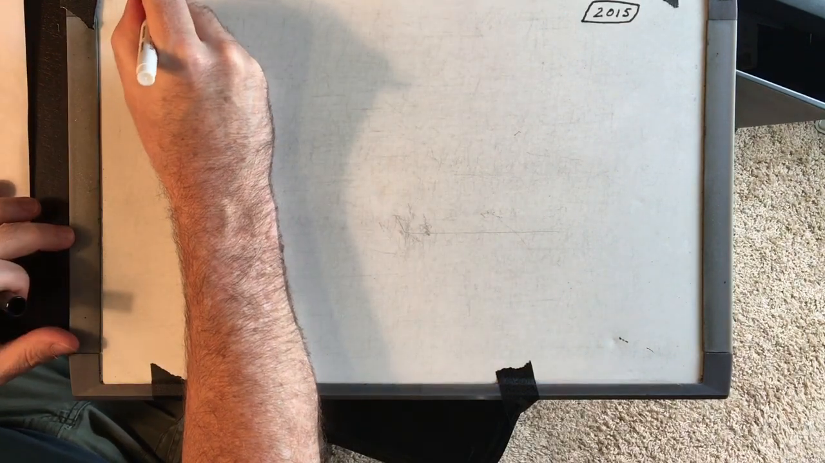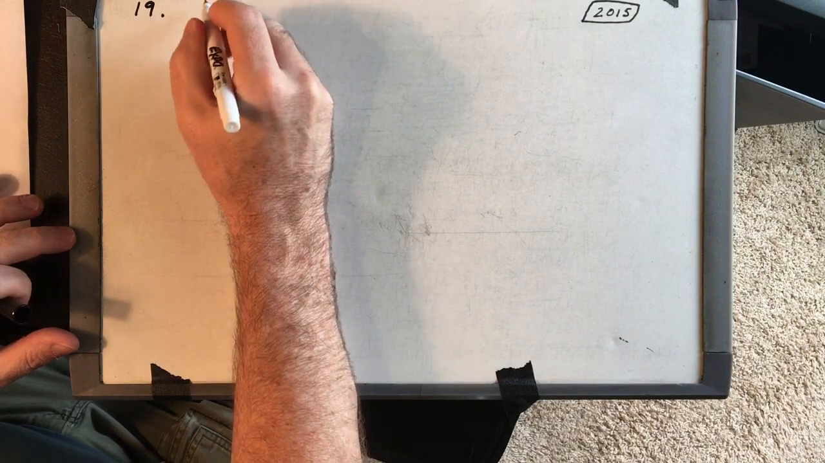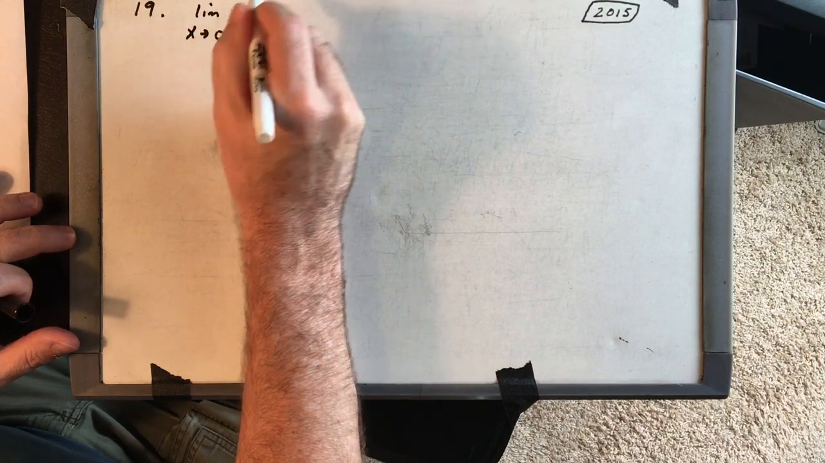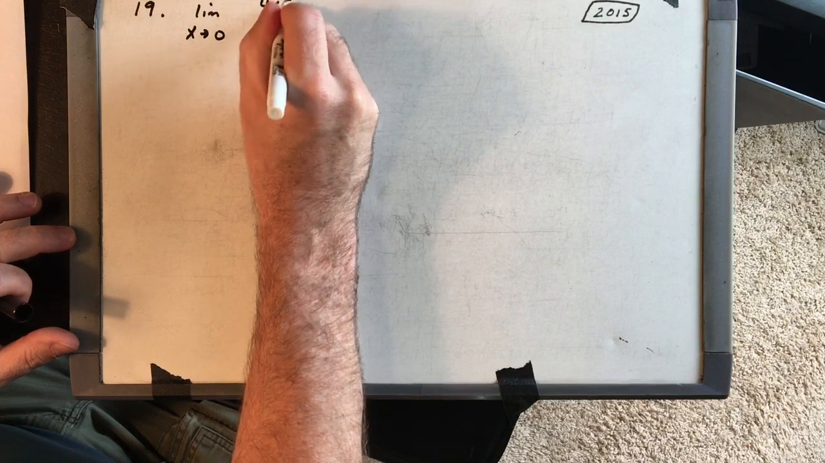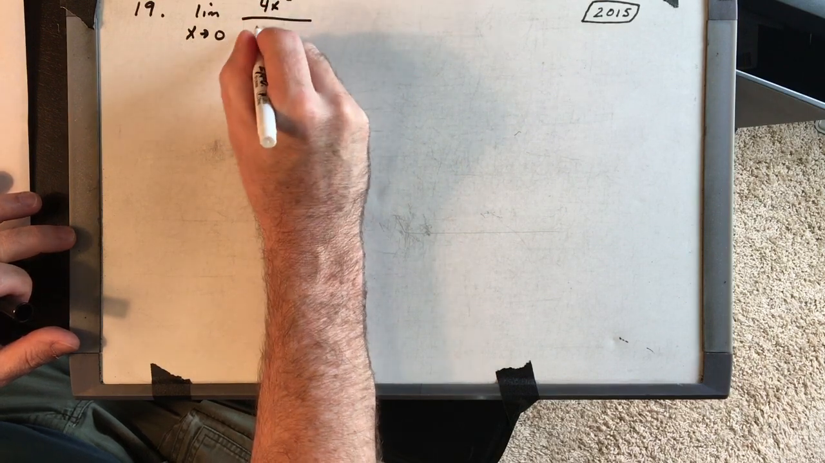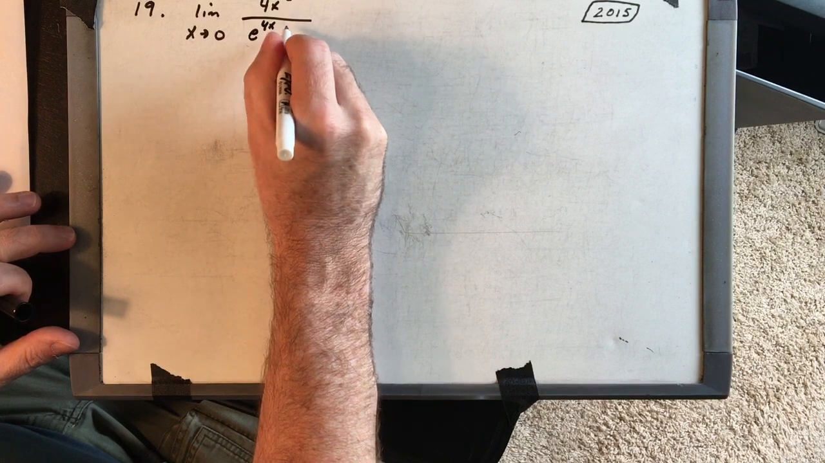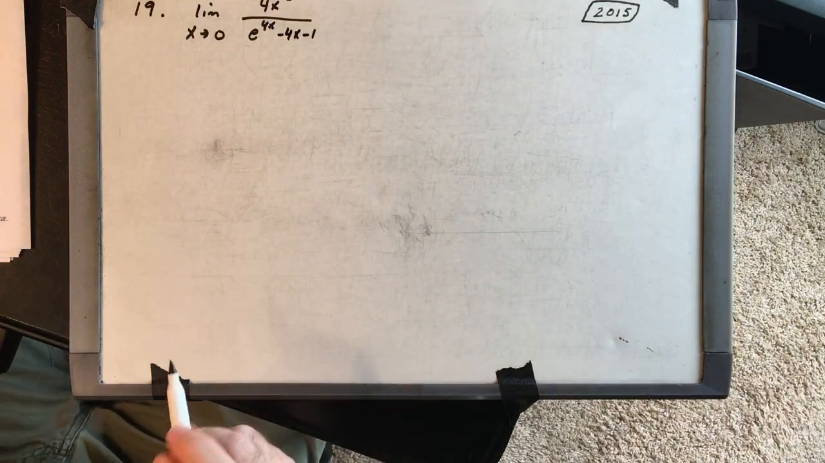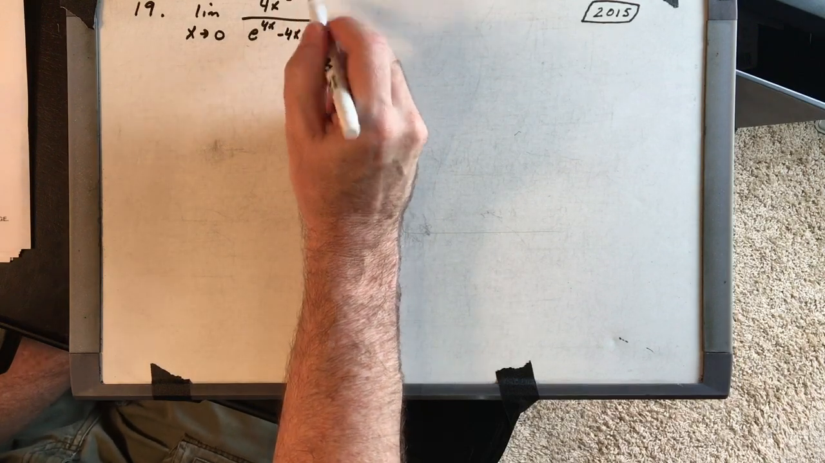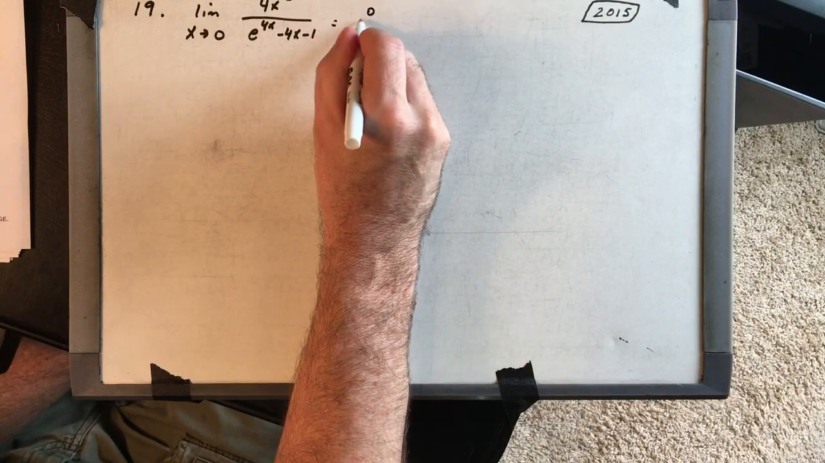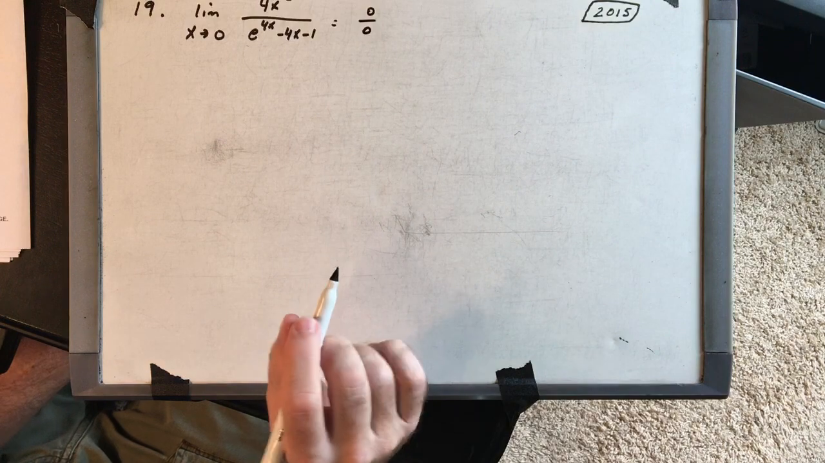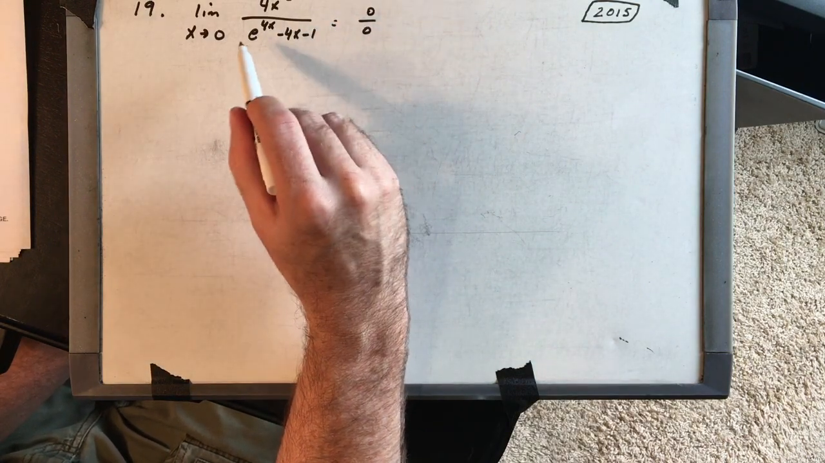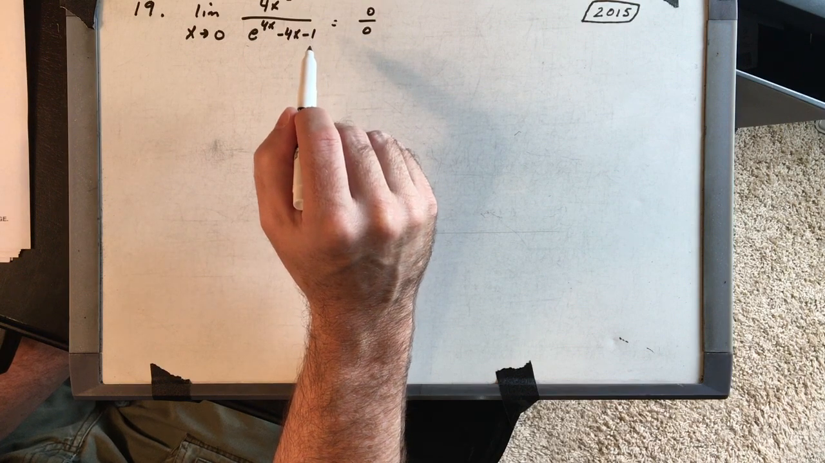Number 19. We want to take the limit as x approaches 0 of 4x squared over e to the 4x minus 4x minus 1. Now, if you plug 0 in, you're going to get indeterminate form. You'll get 0 over 0. So it needs more work. But you don't want to try to do like we did in chapter 1 and try to factor stuff and all that jazz, factor and cancel.